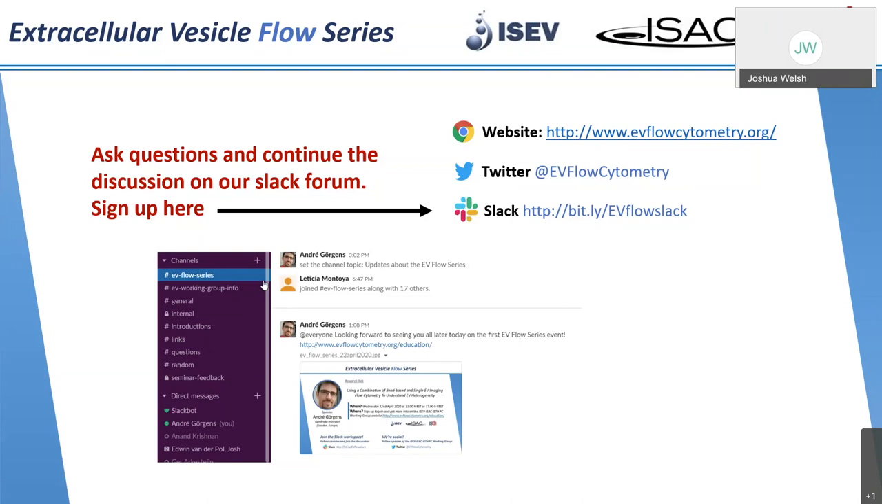So there are a lot of questions on the technicalities of the ImageStream. Some ask what you think of the roundness factor as a first gate to select for EVs, and how do you control for coincidence between labeled EVs and speed beads?